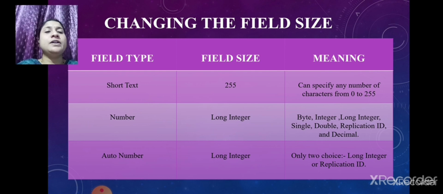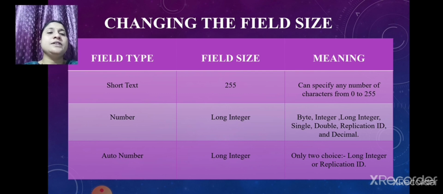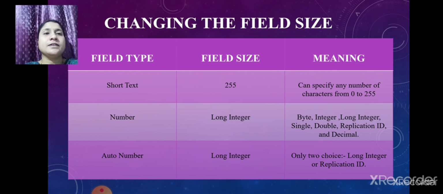Then auto number, again it is long integer, but there are only two choices. For auto number you can use only long integer or replication ID. Getting it? So this field size only you can use for auto numbers. Got this? That is how you can change the field size.